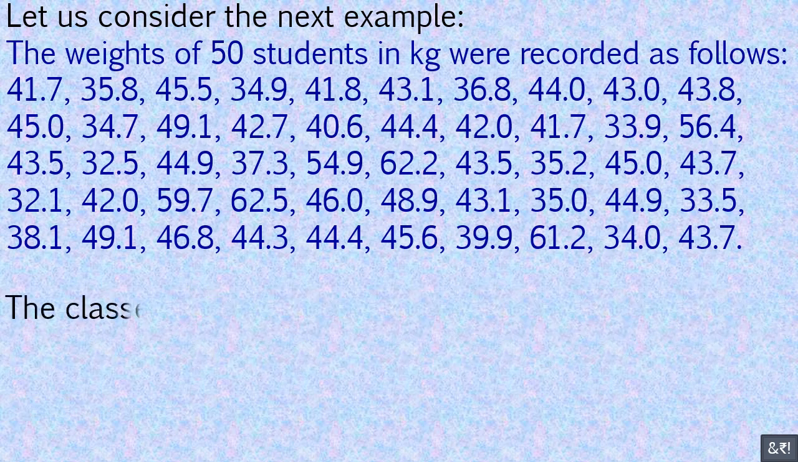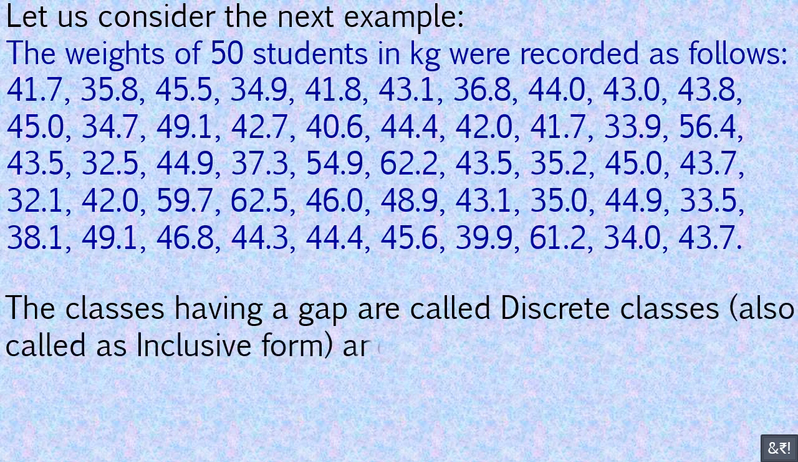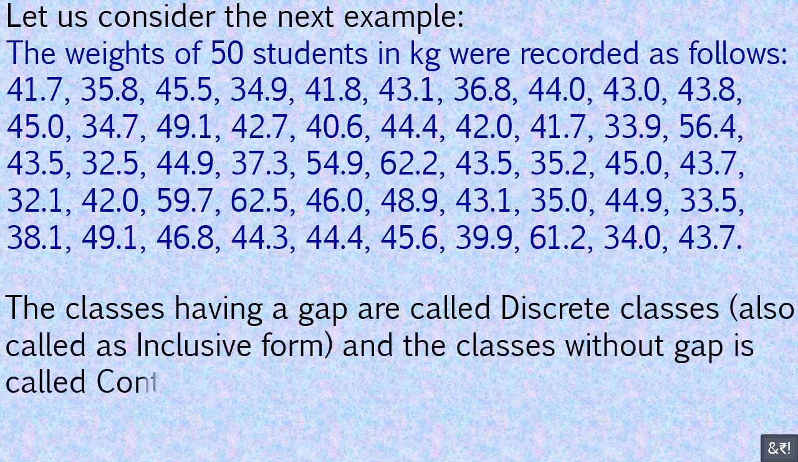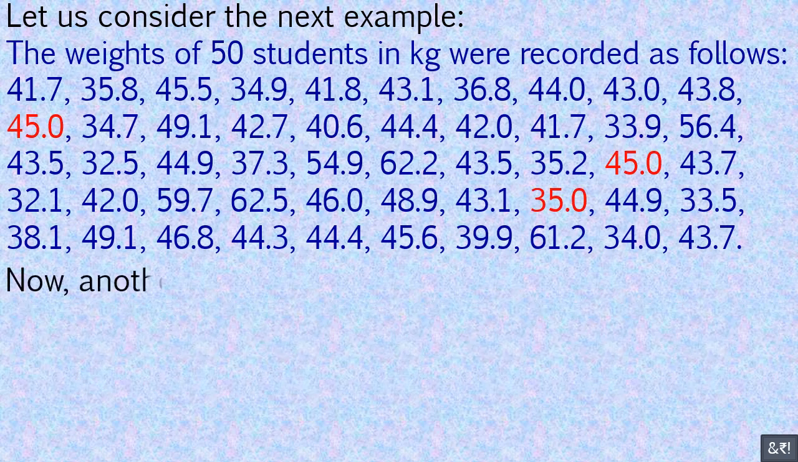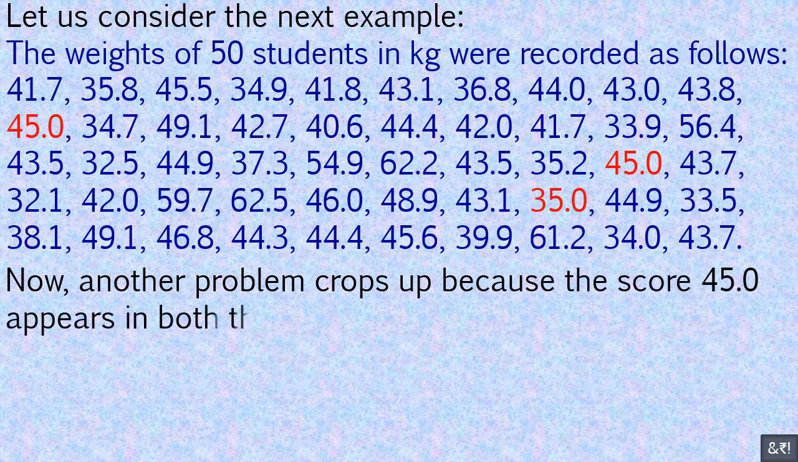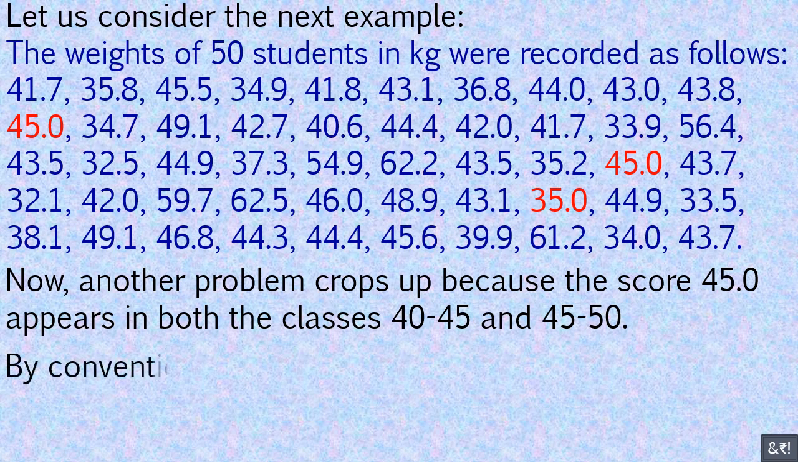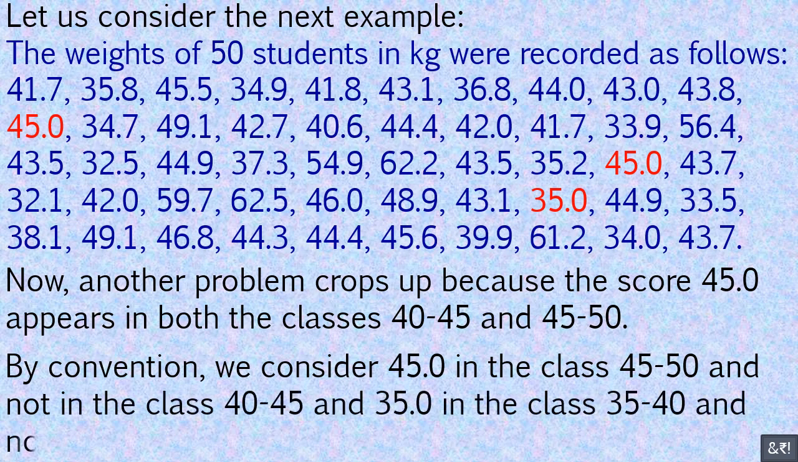The classes having a gap are called discrete classes, also called inclusive form, and the classes without gap are called continuous classes, also called exclusive form. Now, another problem crops up because the score 45.0 appears in both the classes 40 to 45 and 45 to 50. By convention, we consider 45.0 in the class 45 to 50 and not in the class 40 to 45, and 35.0 in the class 35 to 40 and not in the class 30 to 35.